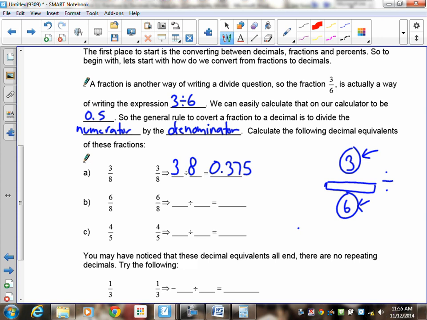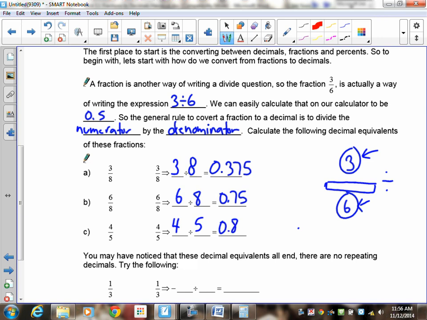All right. Now, 6 divided by 8 is the same thing. 6 divided by 8, and when you put that in your calculator, you're going to get 0.75. For 4 over 5, same thing. 4 divided by 5, you put it in your calculator, and you're going to get 0.8.